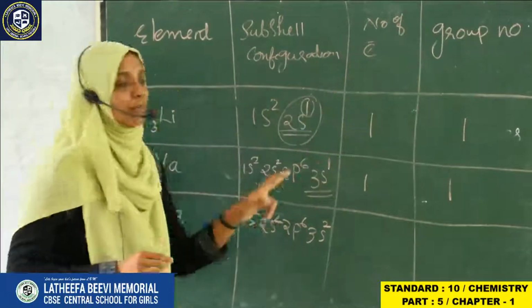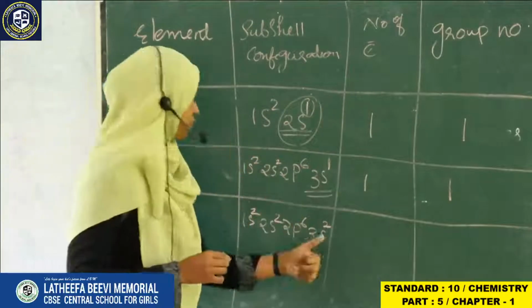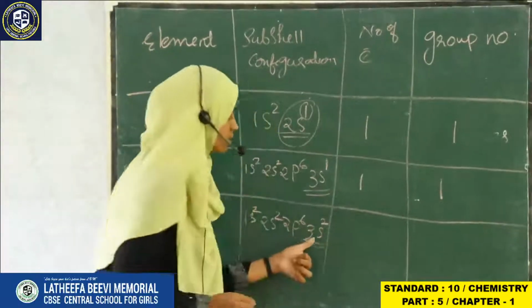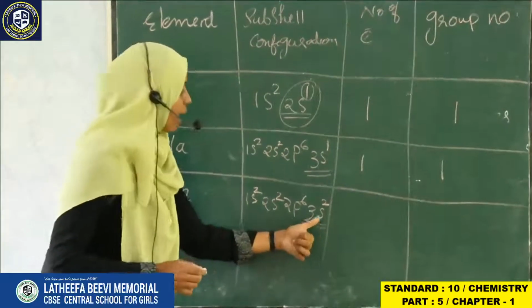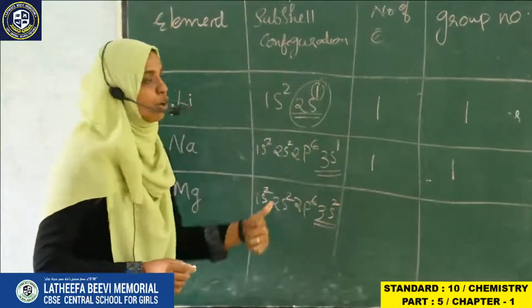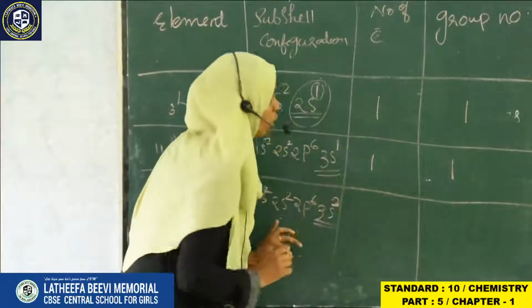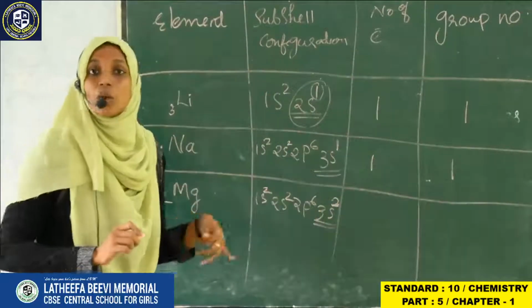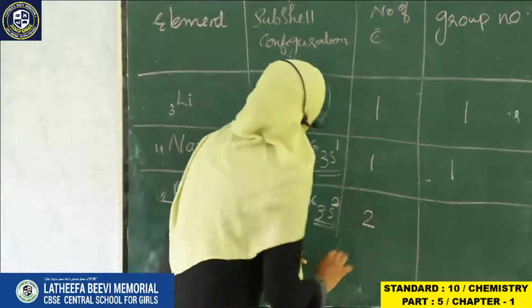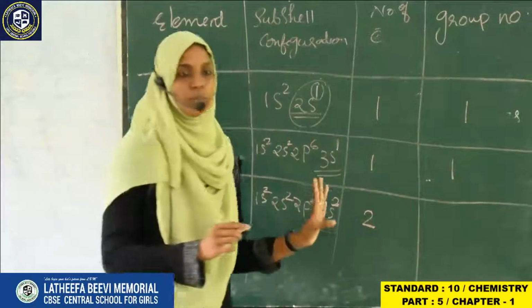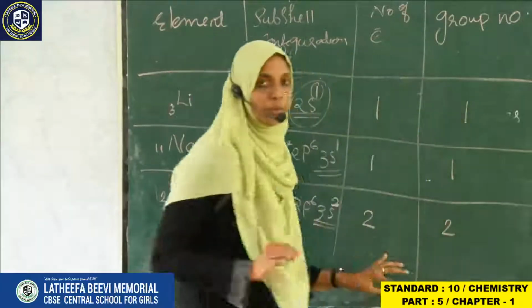What is the number of electrons in the last subshell? It is 3s2. This is the last subshell, from the S block. What is the number of electrons in the outermost shell? It is 2, 3s2. So the number of electrons in the outermost shell is 2. Then what about the group number? The group number is also 2.